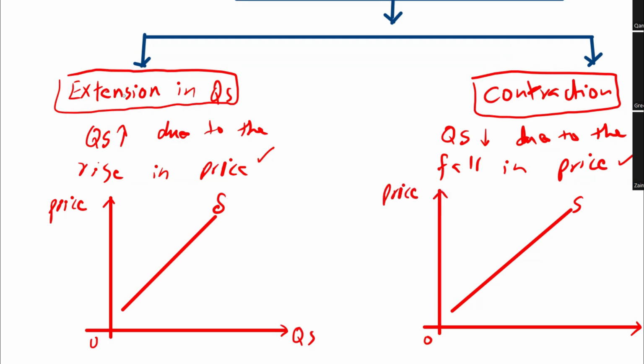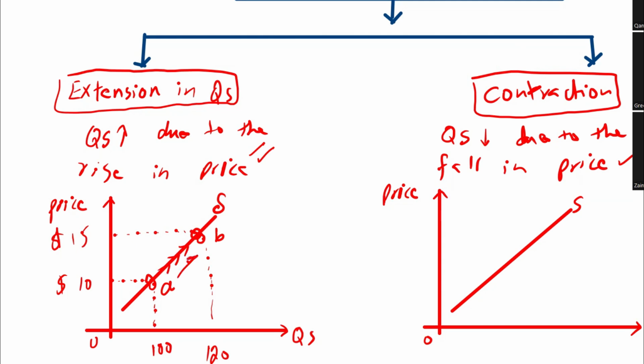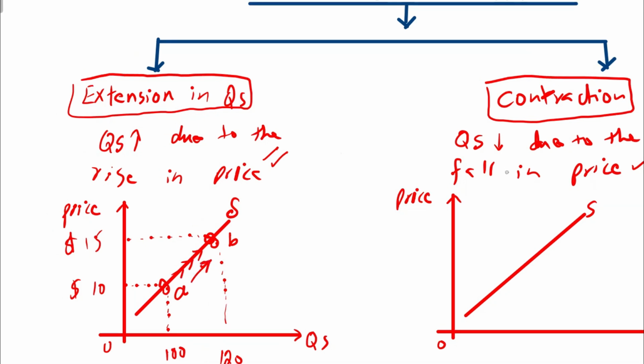Okay, so in case of extension, what happens is price increases and quantity supply also increases. So let's assume initially price was, let's say, $10 and quantity supply was 100 units. And if price increases to, let's say, $15, quantity supply will extend to 120 units. So there will be movement along the same supply curve from point A to B. So this movement along the curve is known as extension. So this is a rightward movement or upward movement along the same supply curve.